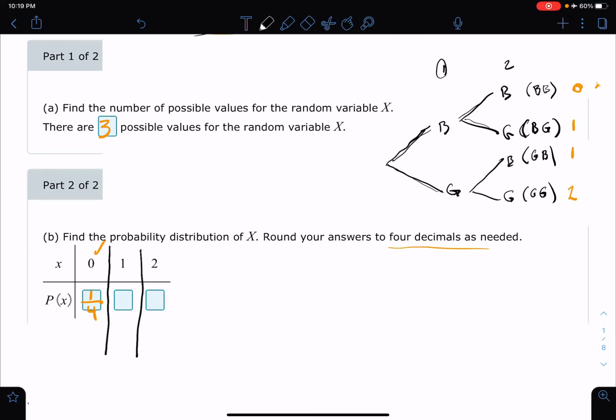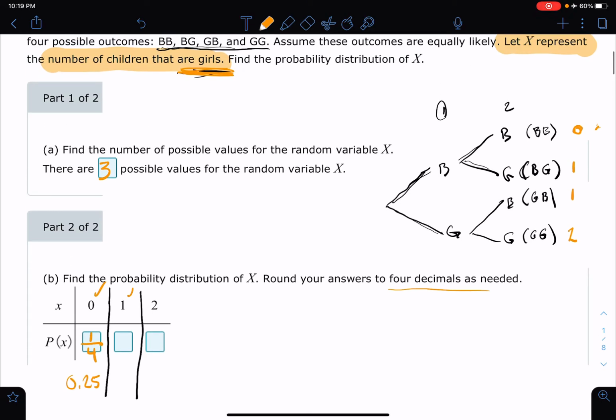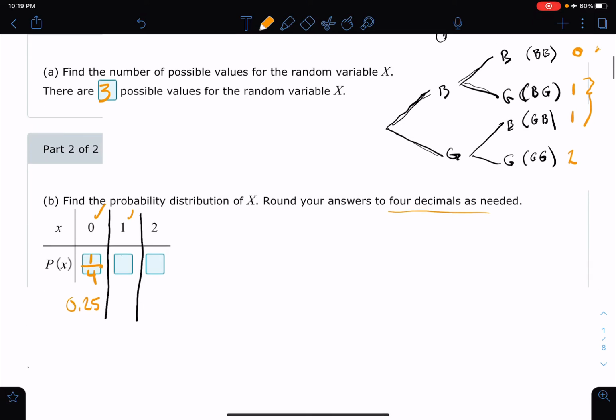So then that would be 0.25. So what's the probability that we have one girl? Well, over here I see 2 ways of just getting one girl. So that's going to be 2 out of 4, which of course is a half or 0.5.